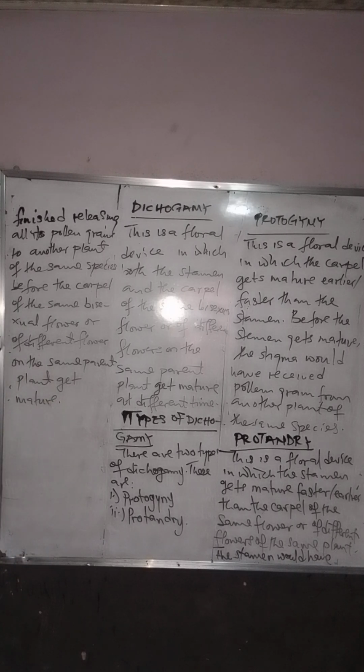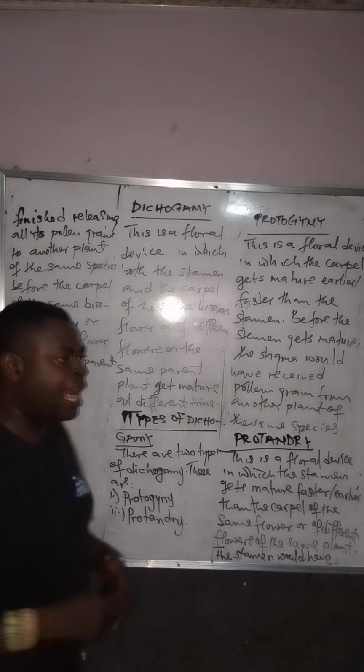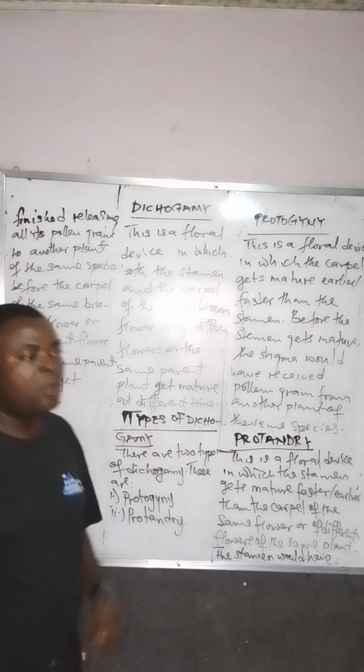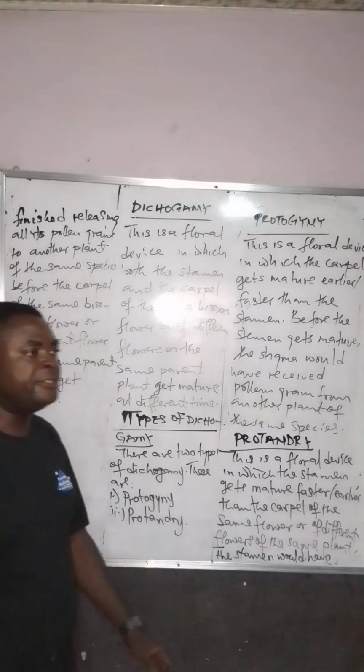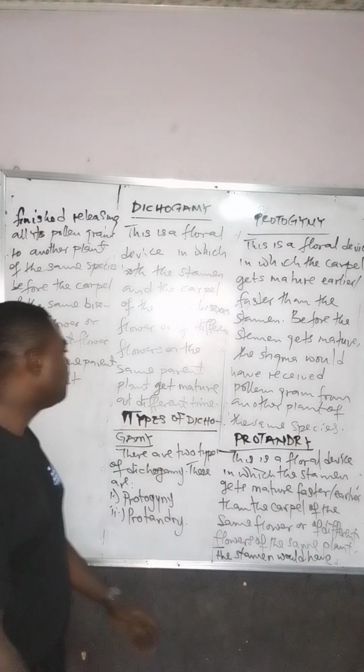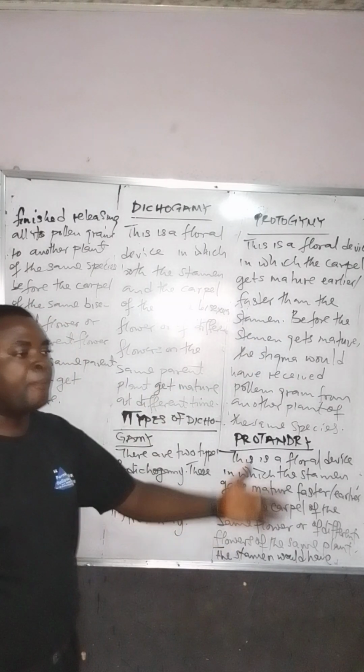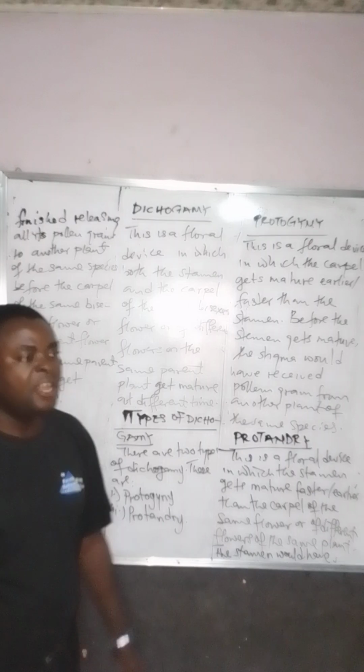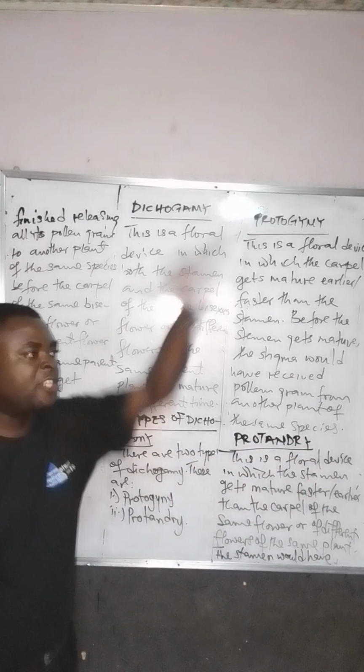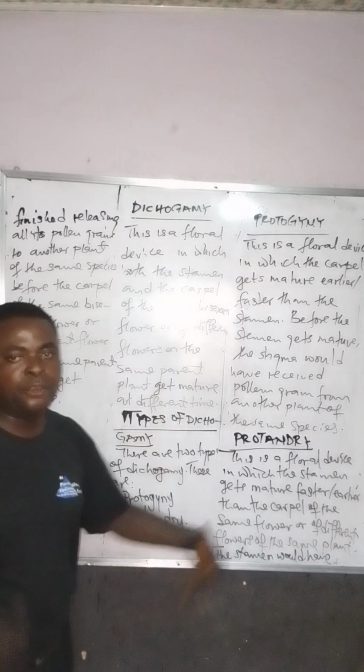So that's protandry. Protandry has to do with the situation whereby the male reproductive structure, which is the stamen, gets mature earlier than the female reproductive structure. As that happens, when it gets mature, it releases its pollen grains. So it must have finished releasing all its pollen grains to a foreign plant of the same species before the carpel is now mature to receive. So there is nothing to receive again, other than for the carpel to expect pollen grains from another plant. Then cross-pollination is said to have been favored.